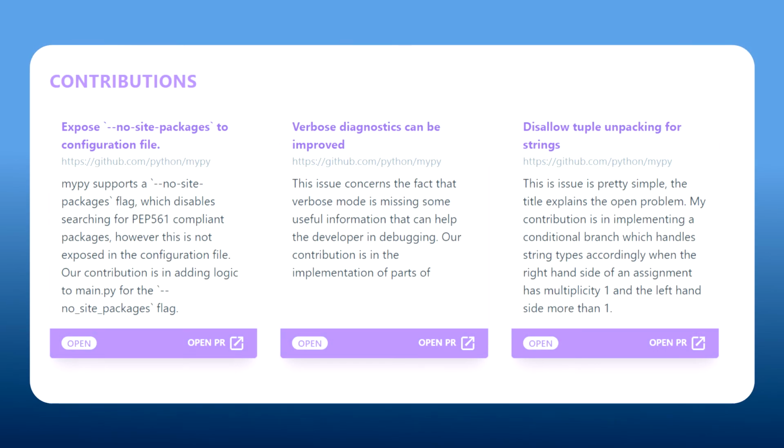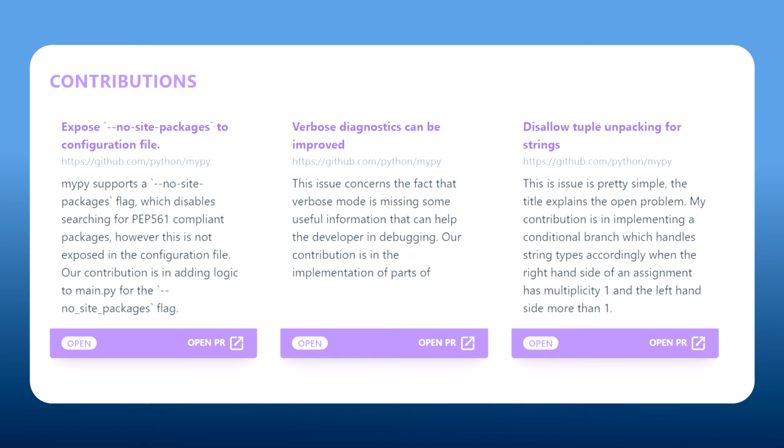In terms of code contributions, our group was able to make 3 pull requests. What we noticed was how challenging it can be to get even minor functionality merged with the master branch. To give you an idea of what kind of issues we worked on, one issue we tried to solve was on disallowing the unpacking of strings in tuples.